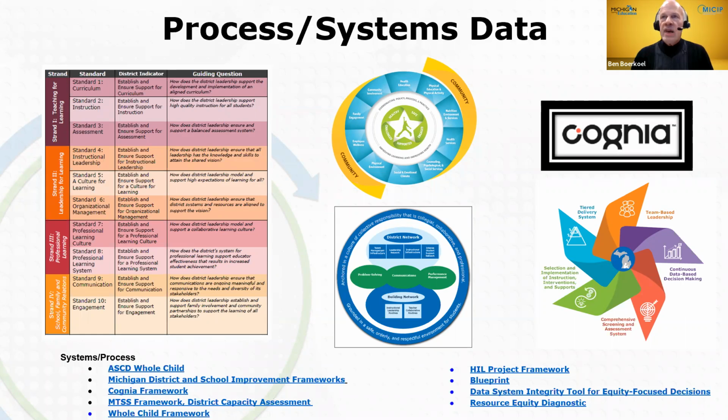This slide indicates just some examples of the frameworks that might be available. On the left side, you see the district improvement framework, and there's a school level framework that aligns to it, put out by the Michigan Department of Education. At the top middle, you see the whole child framework. At the bottom, you see the blueprint. For those who are Cognia accredited, they have a framework and an associated assessment tool. And then in the lower right-hand corner, MTSS. We know a lot of districts are using some of the MTSS tools as well. You see some additional ones at the bottom in there. We've also put links to those frameworks as well as some of the tools that they have as diagnostics.